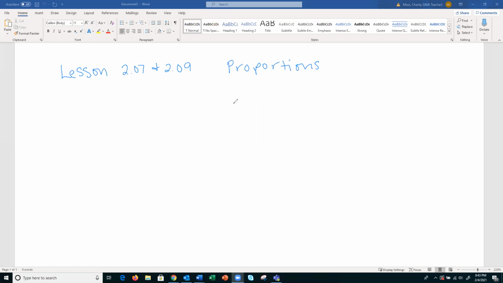So we're going to look at lesson 2.07 and 2.09, which is being covered on the Thursday. Anyway, it's 2.07 and 2.08, my bad, 2.07 and 2.08, which is Thursday the 10th. So this is a lesson for that day.